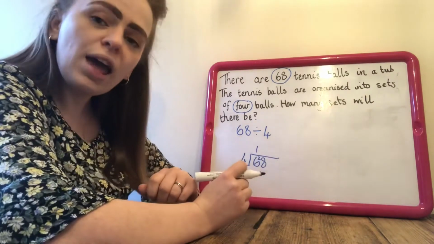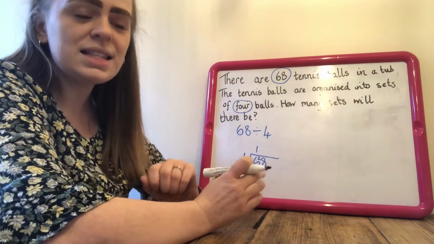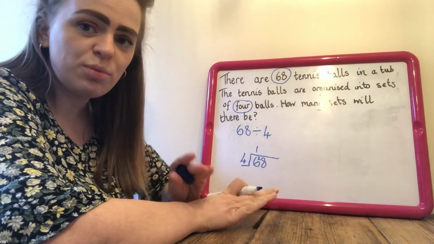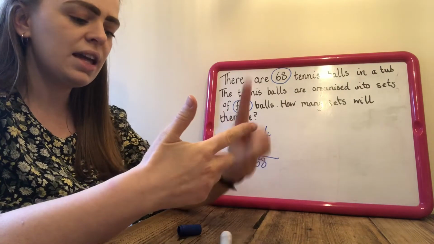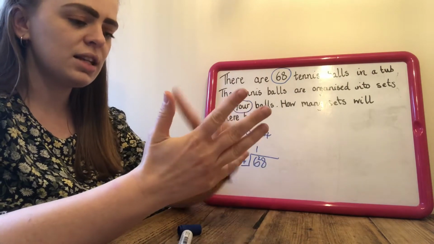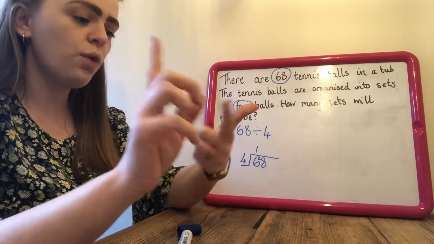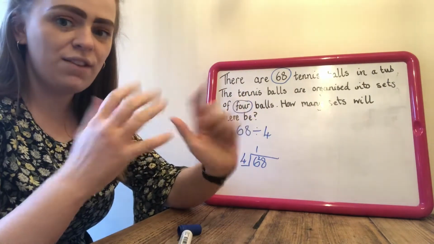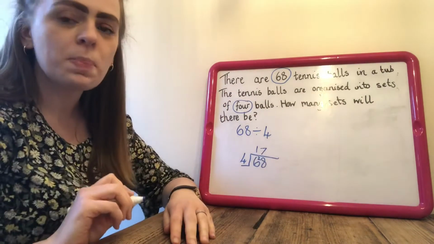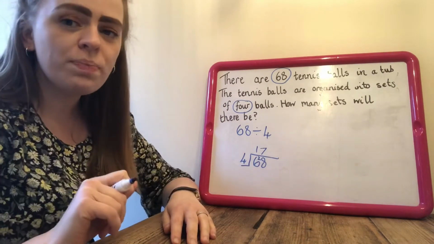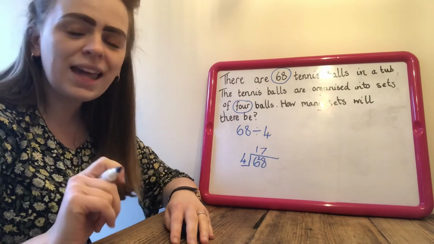Now I'm looking at how many 4s are there in 28. And remember, boys and girls, you can use your tables mat to help you. I'm going to use my fingers. So 4, 8, 12, 16, 20, 24, 28, 7. Okay, so 4 goes into 28 7 times. So I have solved the problem, but I have not yet answered the question.